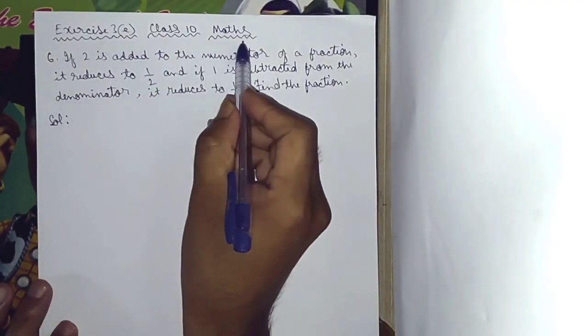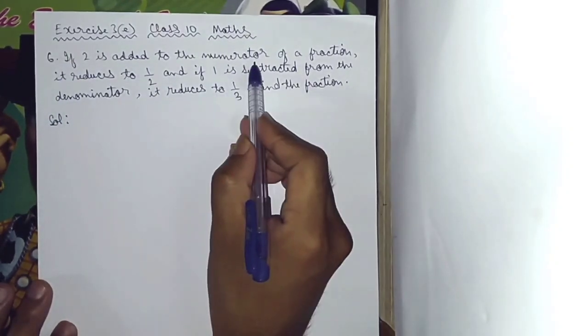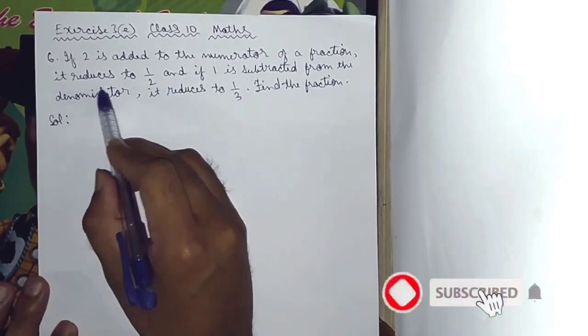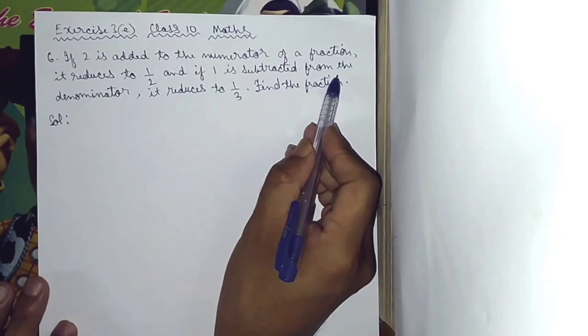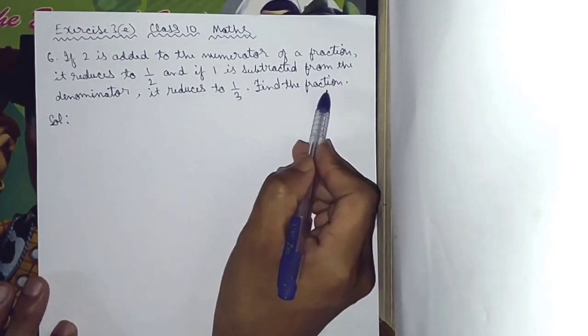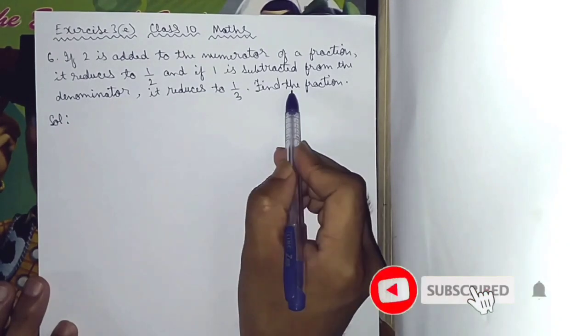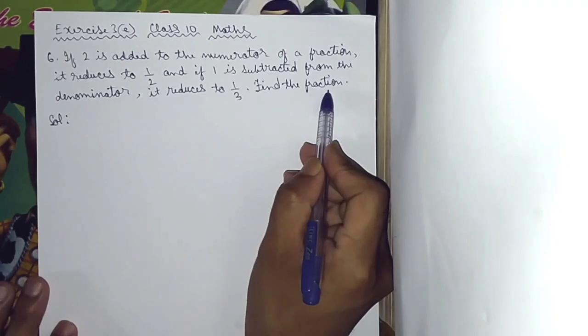Exercise 3E, Class 10 Maths. Number 6. If 2 is added to the numerator of a fraction, it reduces to 1 by 2. And if 1 is subtracted from the denominator, it reduces to 1 by 3. Find the fraction.